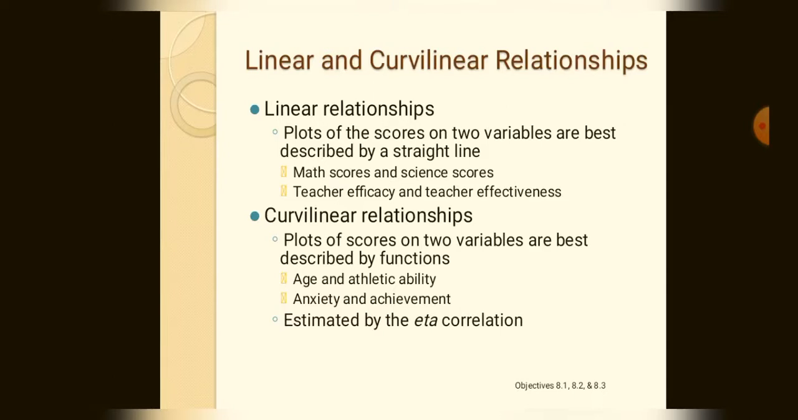An example here is like the scores on two variables are best explained by a straight line. There is a math score and science score, and then teacher efficacy, and then effectiveness. I think that's enough from me. Thank you.